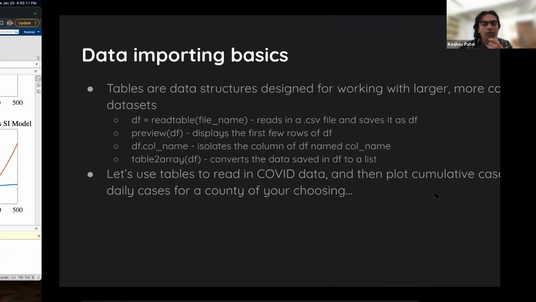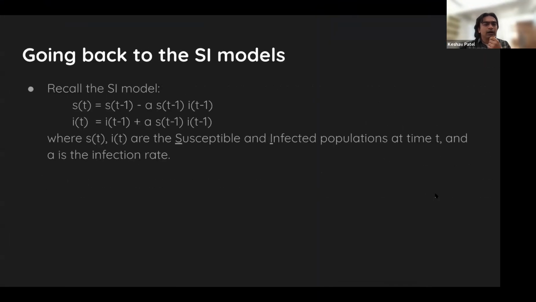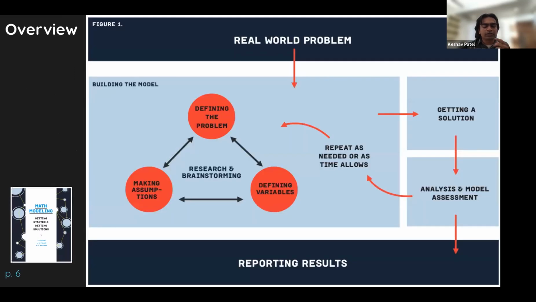So this is a reminder of the SI model. All I'm doing is taking the number of infected people in each day, subtracting it from the susceptible people and adding it to the infected people. But based off of what we were doing with changing our parameters, we're now back here at our diagram for how to actually build a mathematical model.